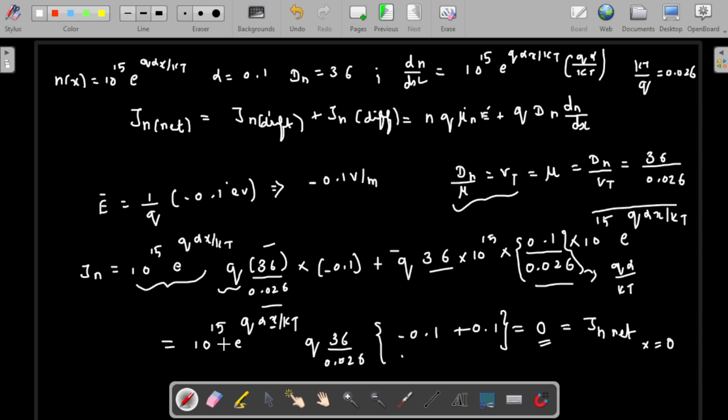If we remove all the common terms, like 10 power 15 e power qt, that term is common, then q is common, and 36 divided by 0.026 is also common. But the remaining difference term we have right here is minus 0.1, and here it is plus 0.1. So it will cancel to 0, and we will get J net equal to 0. This is not only for x equal to 0, it will be for all values, because there is no external electric field applied. That is the understanding we have to remember.